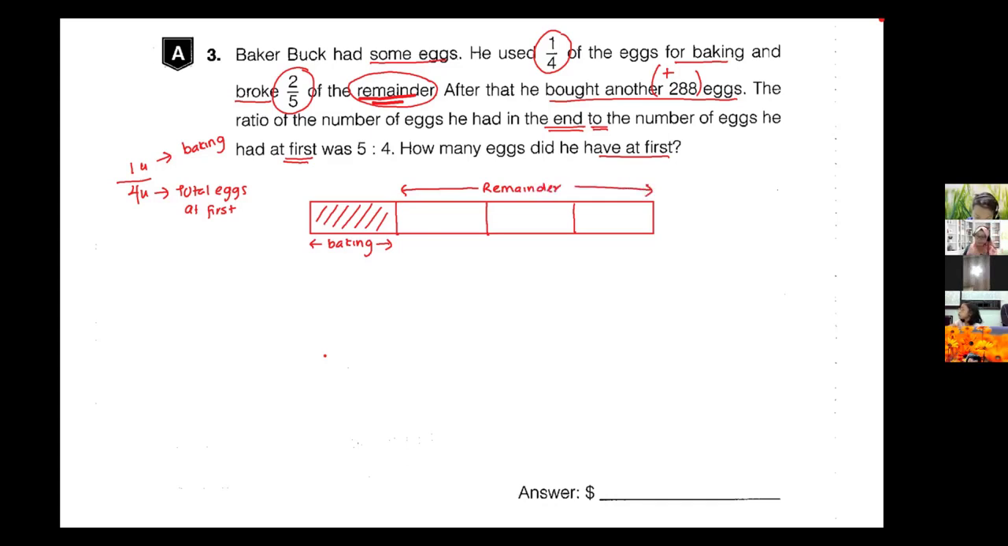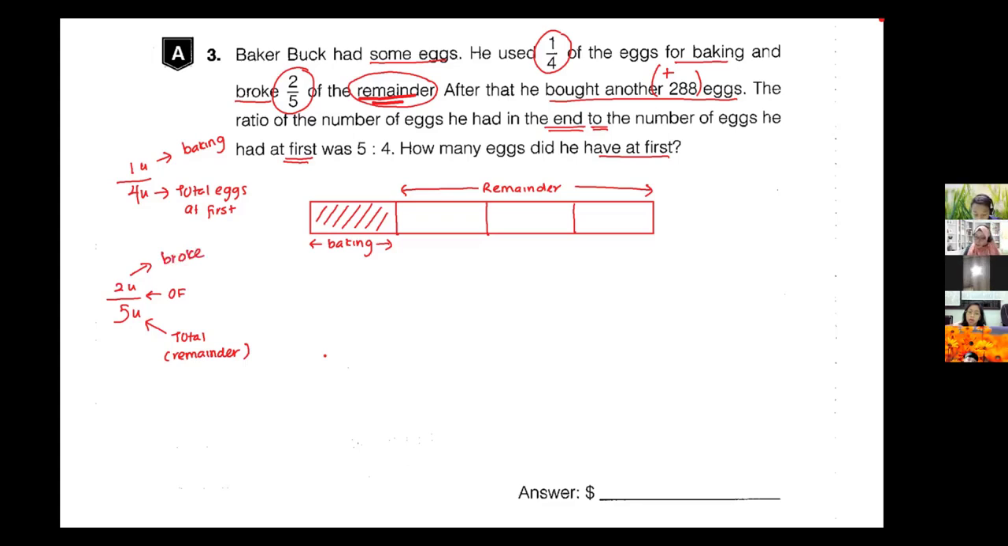Okay, now we move on. And broke 2/5 of the remainder. Now let's take out that fraction, 2/5. This is unit. This is unit. Of is this line, the remainder. So this is my total, and it's referring to the total remainder. The 2 units here are the eggs that he broke.